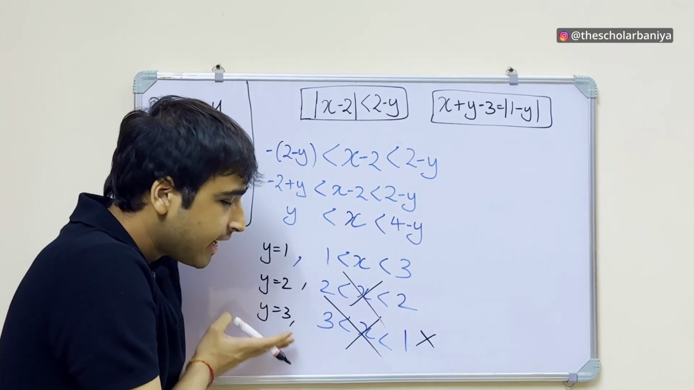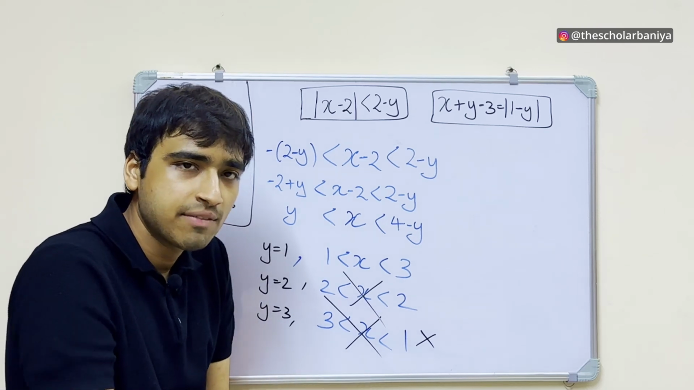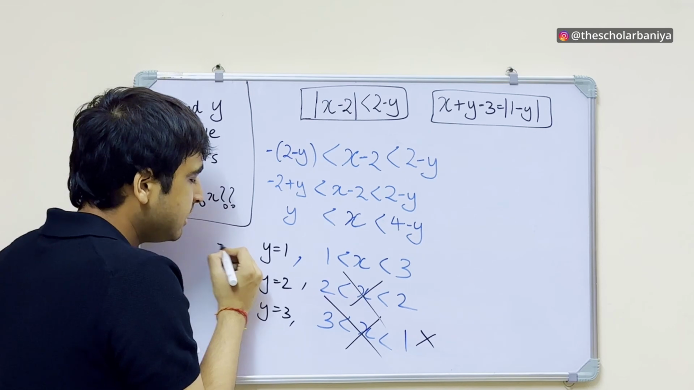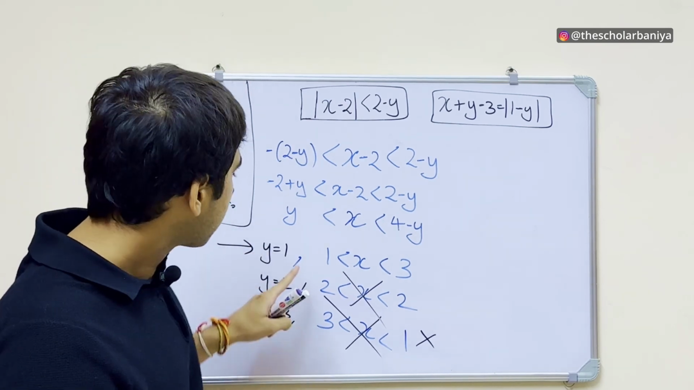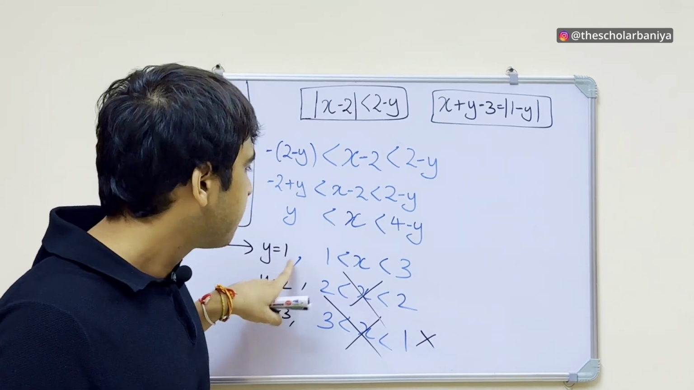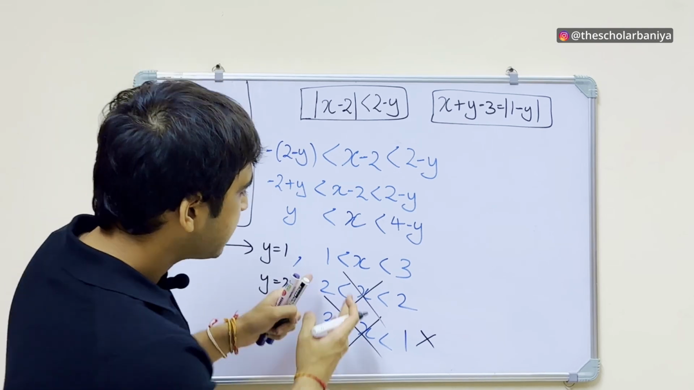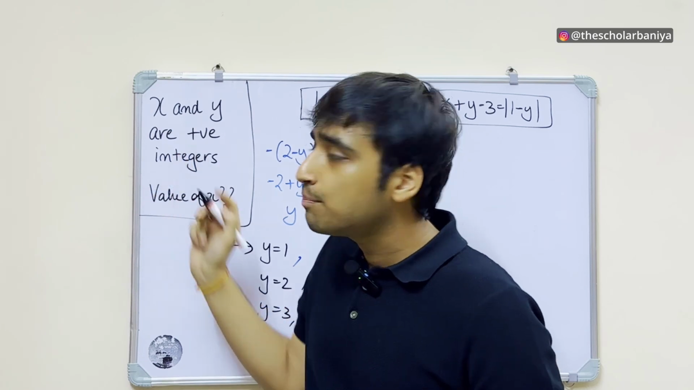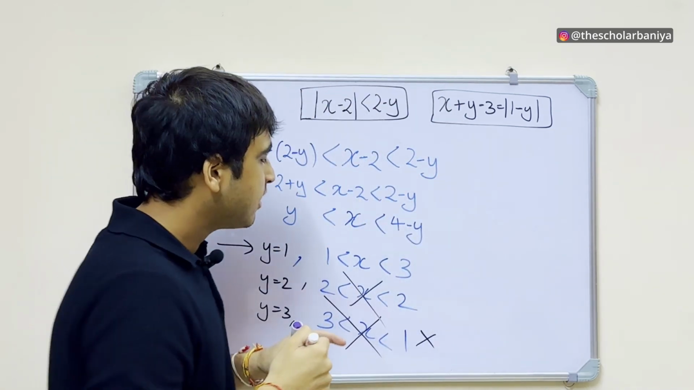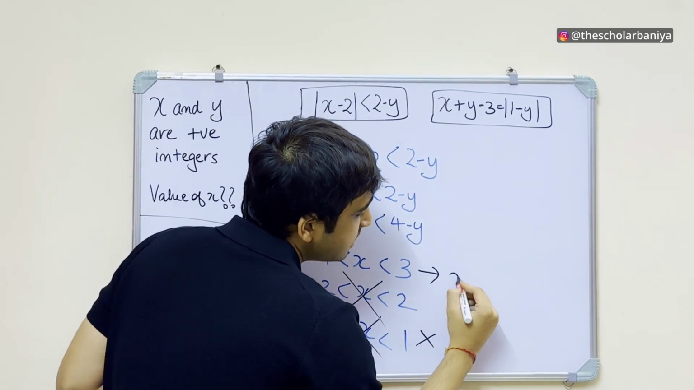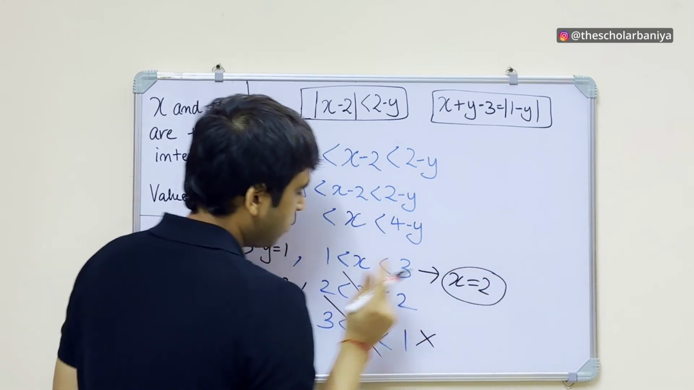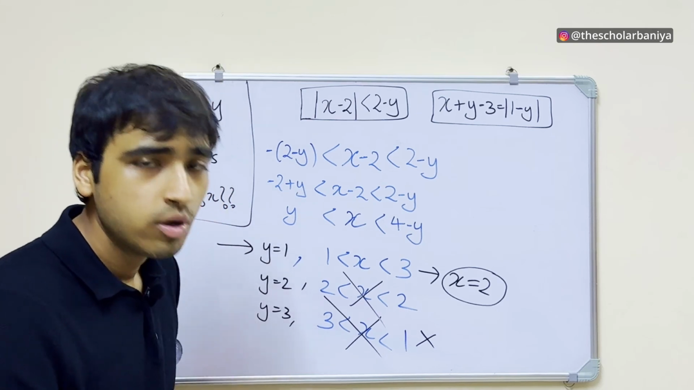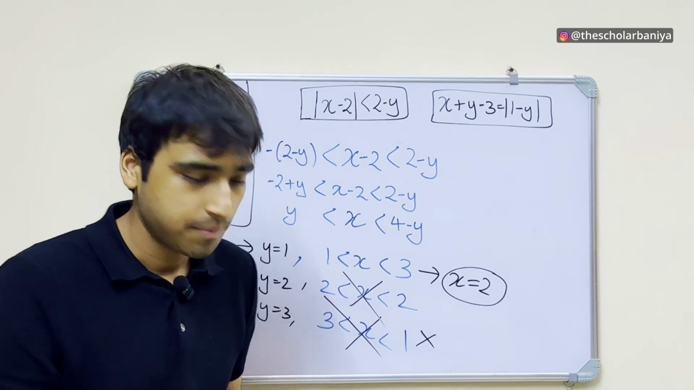So similarly, if you take any of the cases, y is equal to 4, 5, 6, 7, all those cases will not be possible. So the only possible case is y is equal to 1, right? So if y is 1, then what is the value of x? So x is greater than 1 and less than 3, right? And we know that x is a positive integer. That means the only possible value is x is equal to 2, because x is greater than 1 and less than 3. So x is equal to 2 is the only possible value over here, right?